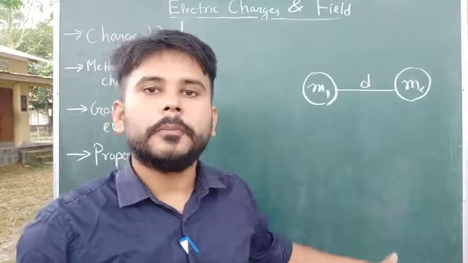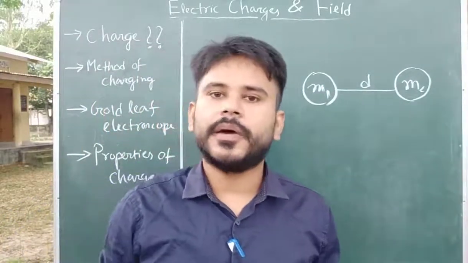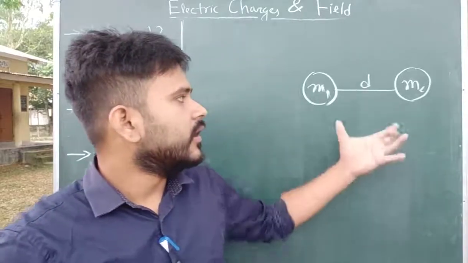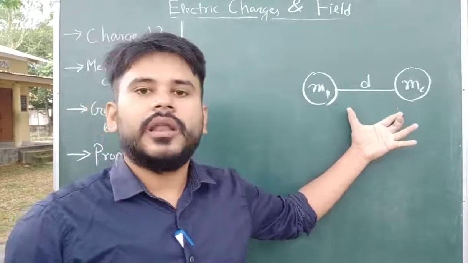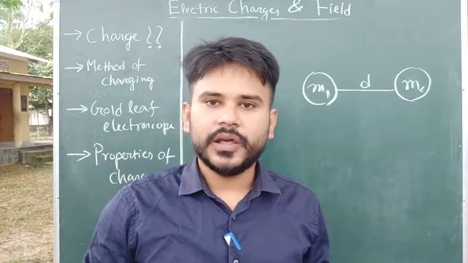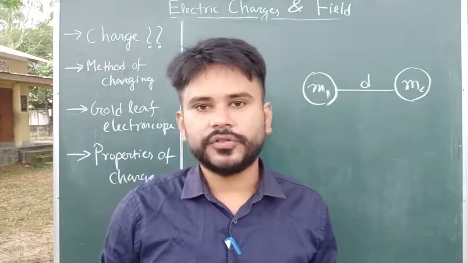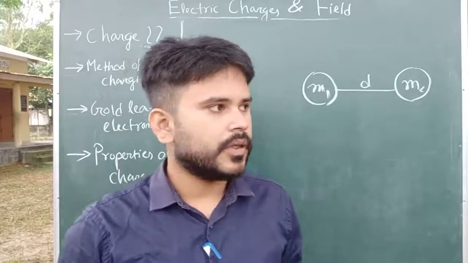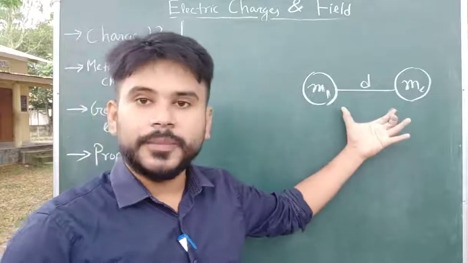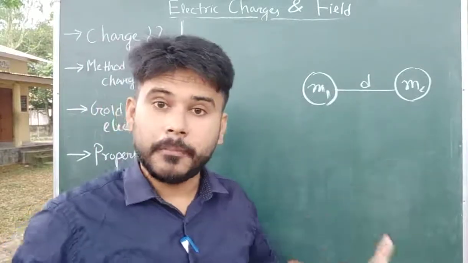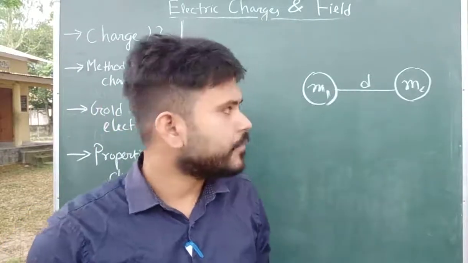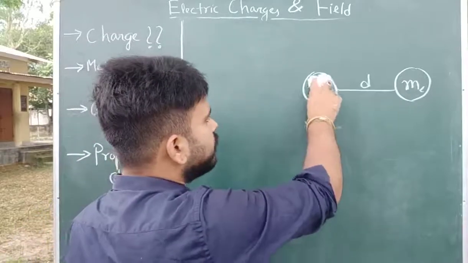These are two massive objects separated by distance d. Then they will feel some gravitational force of attraction. Why do they feel gravitational force? Because they have masses, right?